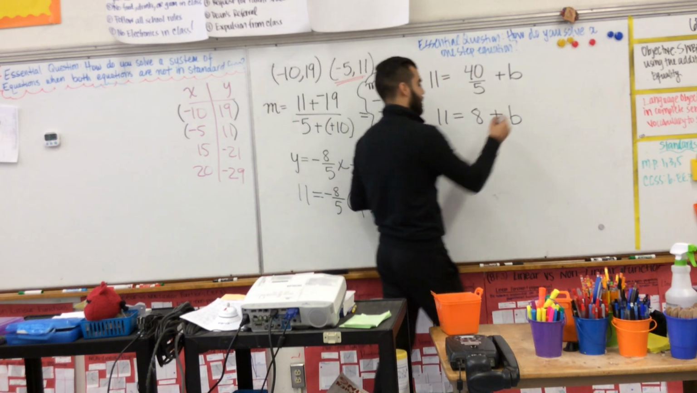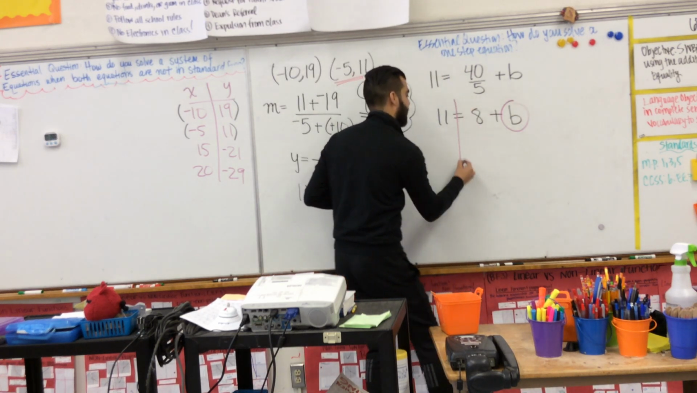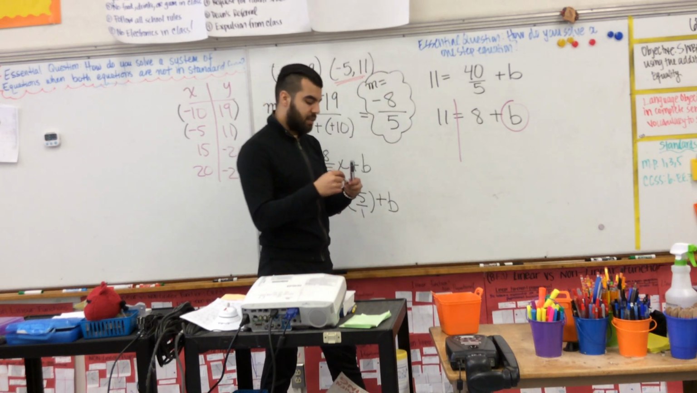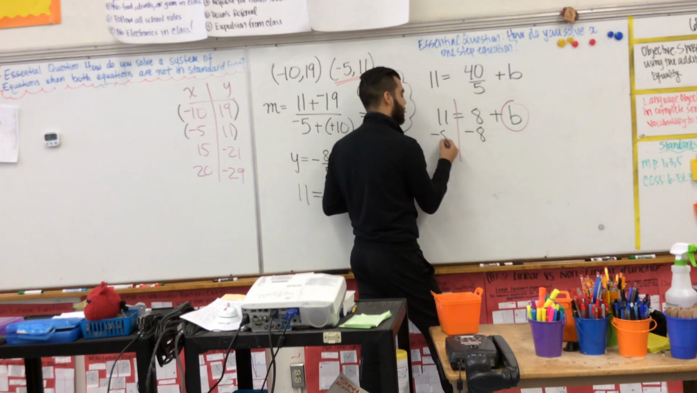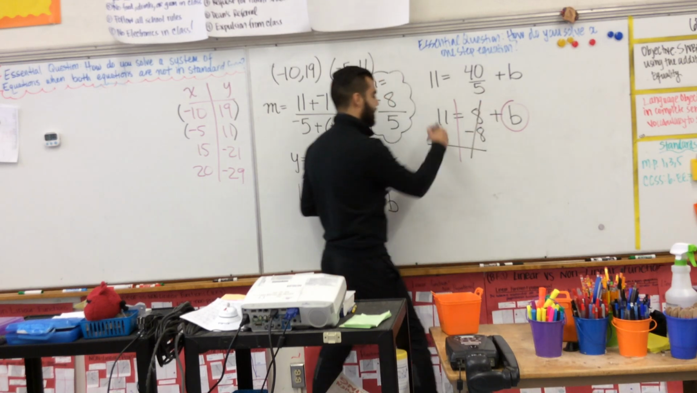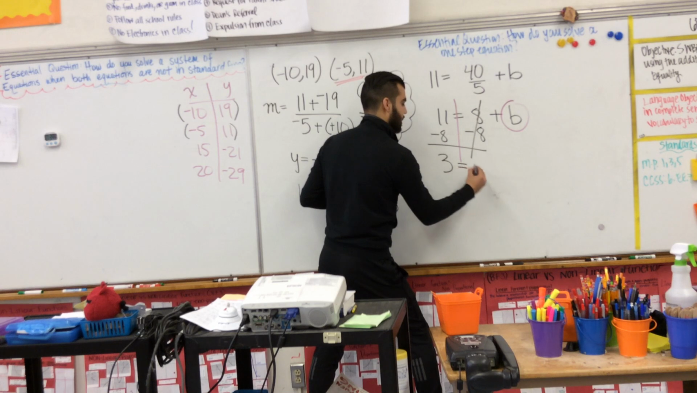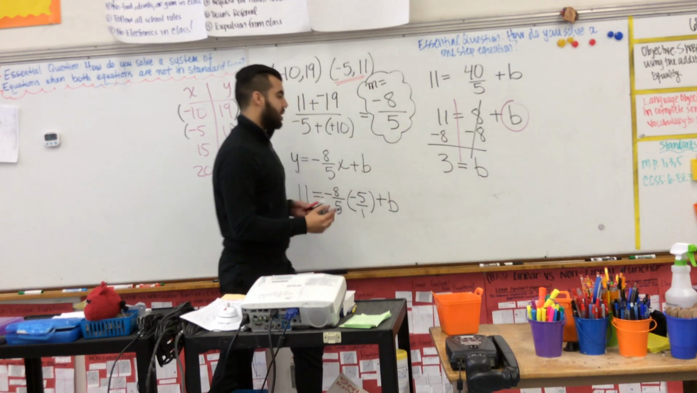Now at this point, again, circle the variable, draw the barrier. I need to get rid of that 8. The inverse is a negative 8 or minus 8 on both sides. 11 minus 8 is 3. So I get b equals 3.